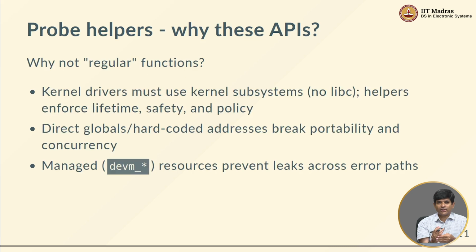So why not just use regular functions? I mean, like I said, you could use the IO remap, for example, and directly say, okay, this physical address, map it into a kernel virtual address so that I can use it. The point is that the kernel is a very large and complicated piece of code, right?